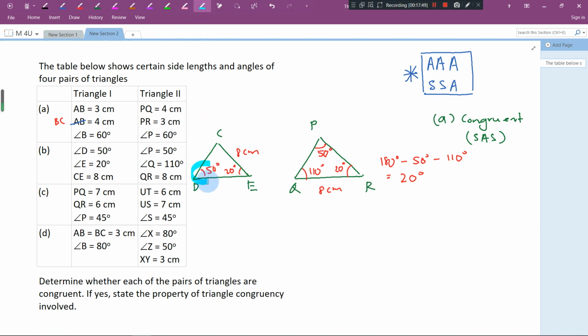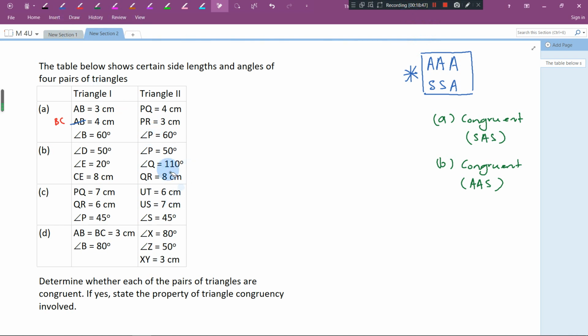Here is 50 degrees, here 50 degrees. And then 20 degrees, 20 degrees. And the last one is 8 centimeters and 8 centimeters. Angle, angle, side. Angle, angle, side. So now we can make a conclusion that these two triangles are congruent. The property involved is angle, angle, side. So the answer for B is they are congruent, and the property that tells us they are congruent is angle, angle, side. Okay, let's go to part C.